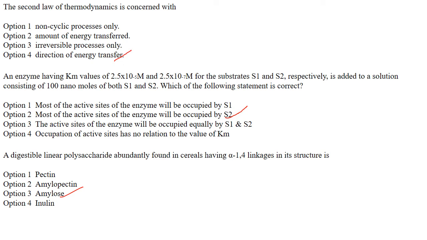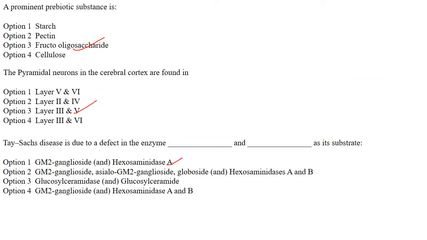Then next one. A digestible linear polysaccharide abundantly found in cereals having alpha-1,4 linkages in its structure is amylose. Prominent prebiotic substance is fructose oligosaccharide. Pyramidal neurons in the cerebral cortex are found in layer 3 and 5. Tay-Sachs disease is due to defect in the enzyme hexosaminidase A, which has GM2 ganglioside as its substrate.